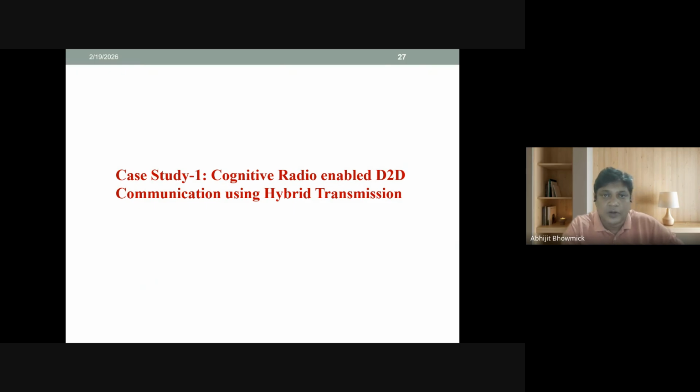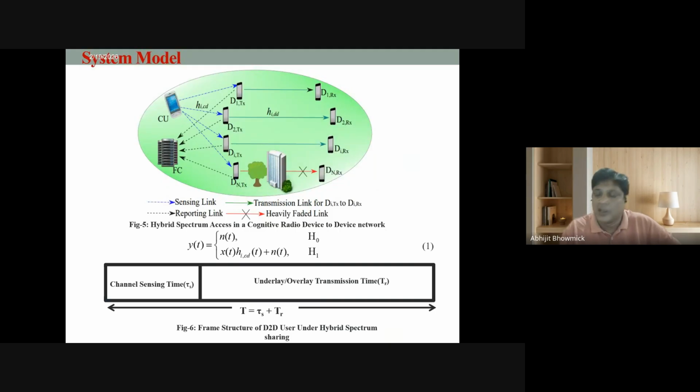Now, case study 1: cognitive radio-enabled D2D communication using hybrid transmission. I already discussed the cognitive radio network. See here, our network is considered. These are the D2D transmitters. N number of D2D transmitters are there. Similarly, N number of receivers are there.